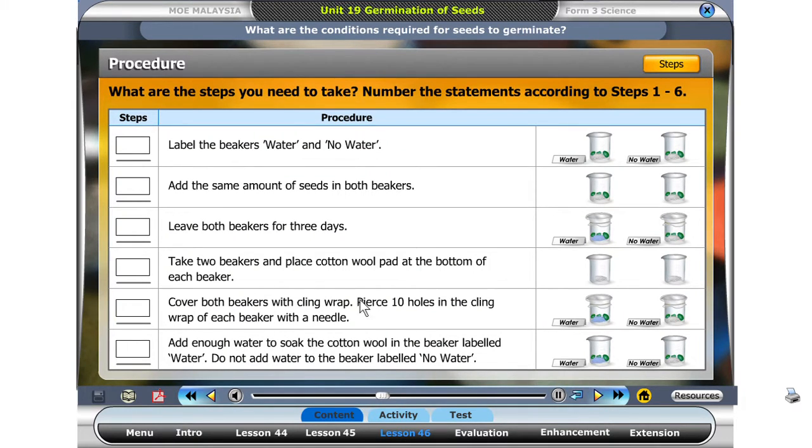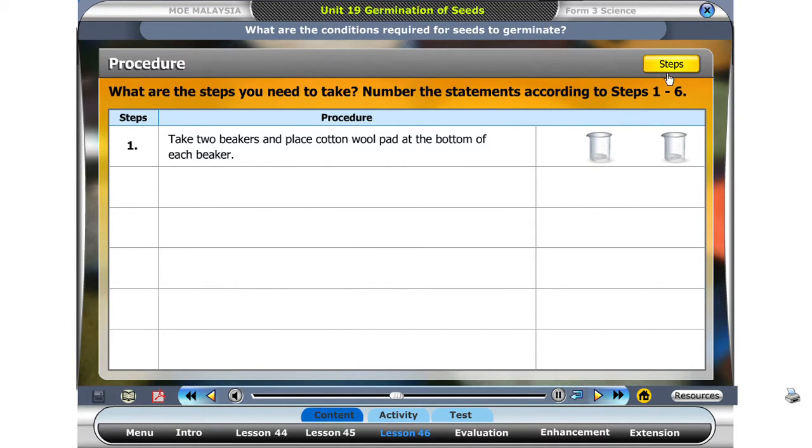Arrange the steps in the correct order. First, you need to take 2 beakers and place a cotton wool pad at the bottom of each beaker. Then, add the same amount of seeds in both beakers.